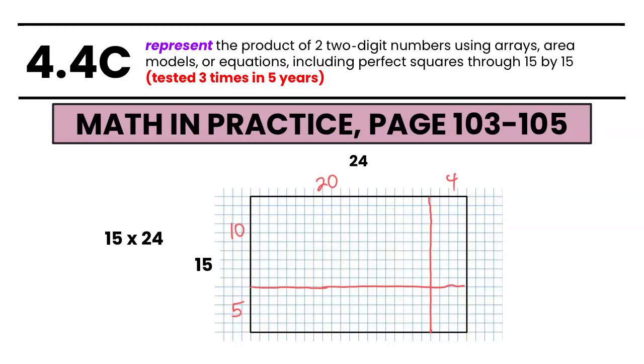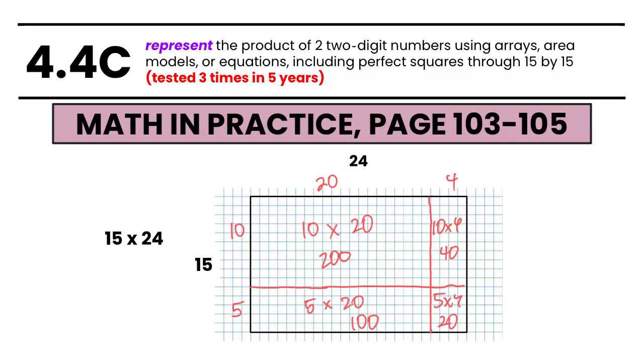And so for this big rectangle, we will be doing 10 times 20, which we know is going to give us 200. For this rectangle over here, we will be doing 10 times 4, which we know is going to give us 40. For this rectangle down below, we'll be doing 5 times 20, which we know will give us 100. And then finally, 5 times 4, which will give us 20.